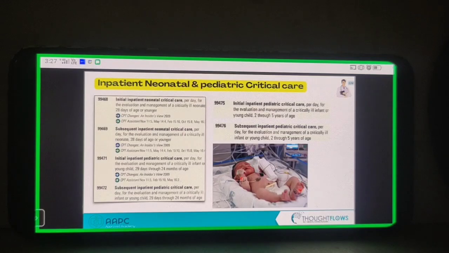If a neonate is admitted into the critical care on the first day, at the time of admission go for 99468, and 99469 for subsequent days.